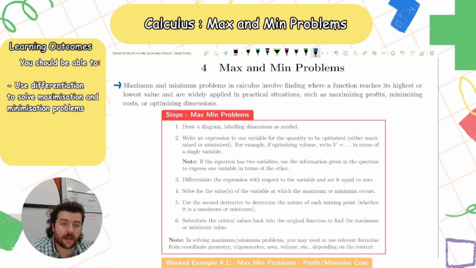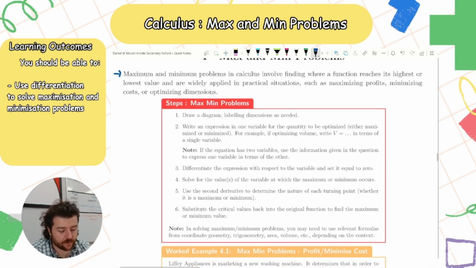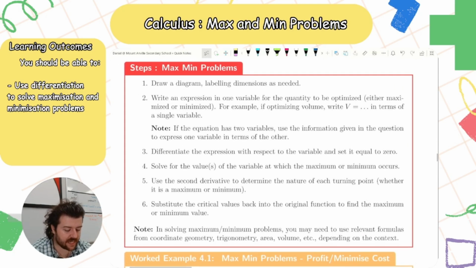They're widely applied in practices like economics. It's used a lot in economics, in maximizing profits. It's used in maximizing area, minimizing costs, and optimizing dimensions for objects or shapes. So max and min problems, right? There's a big block of text on how to do them, but honestly, there's no point reading all this. It's just tips you need.